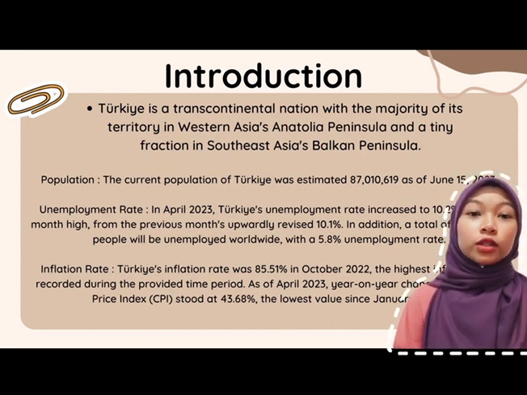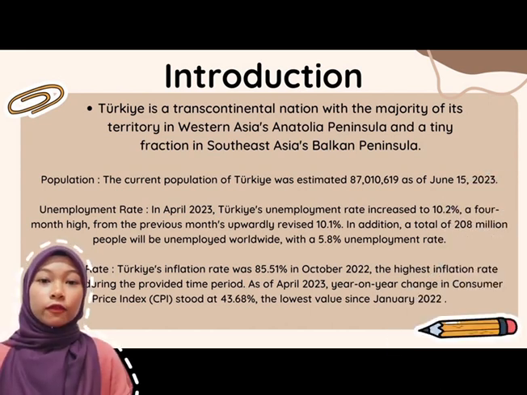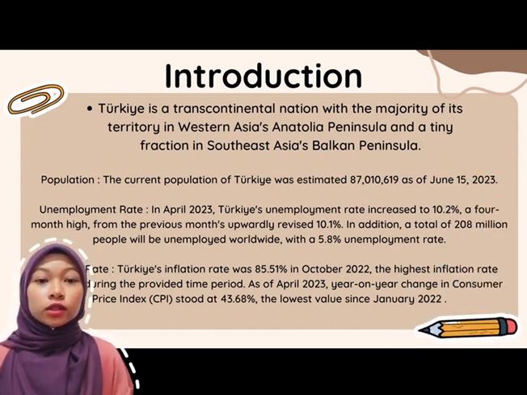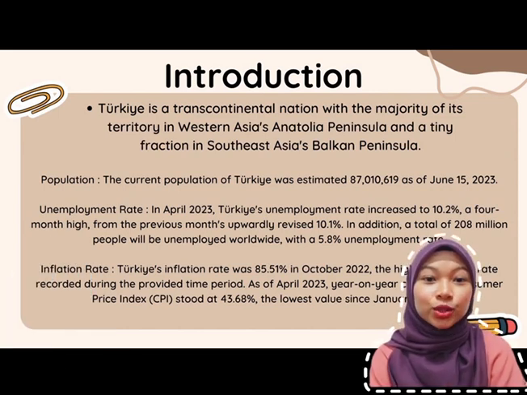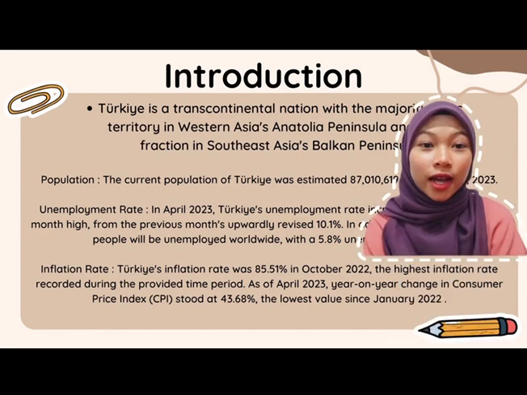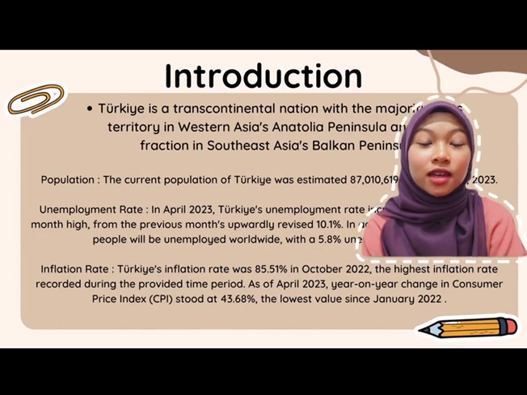Unemployment rate. In April 2023, Turkey's unemployment rate increased to 10.2%, a 4-month high from a previous month's upwardly revised 10.1%. In addition, a total of 208 million people will be unemployed worldwide with a 5.8% unemployment rate. Lastly, Turkey's inflation rate was 85.51% in October 2022, the highest inflation rate recorded during the provided time period. As of April 2023, the year-on-year change in Consumer Price Index (CPI) stood at 43.68%, the lowest value since January 2022.